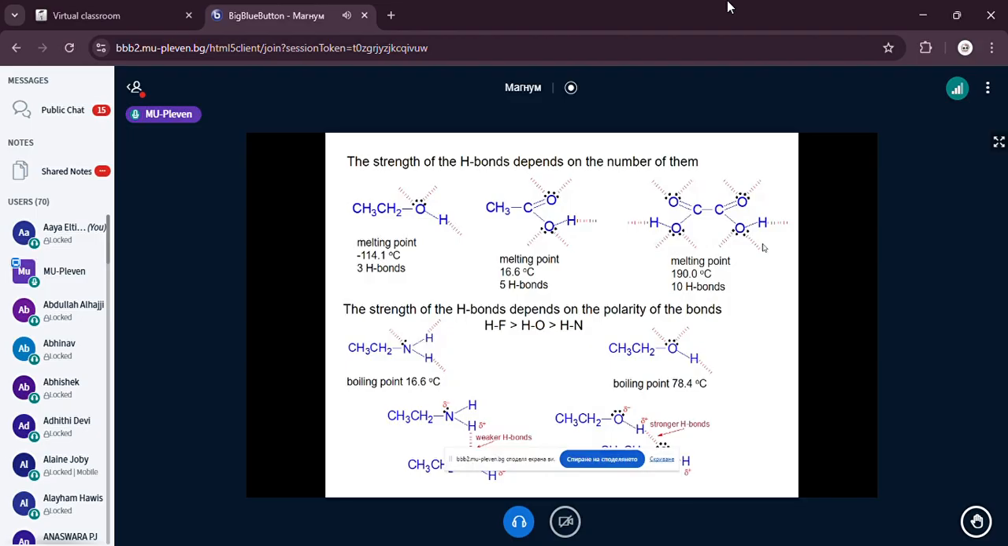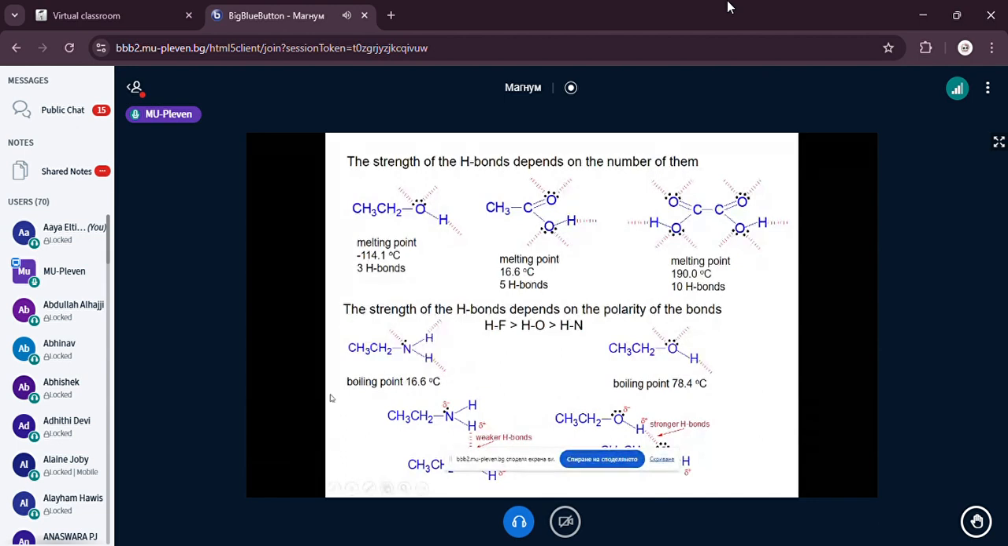The same number of hydrogen bonds, but different polarity of hydrogen bonds. Also, the strength is different. Example, aminoethane. The other name of this compound is ethylamine. Three hydrogen bonds are possible. Ethanol, again, three hydrogen bonds.